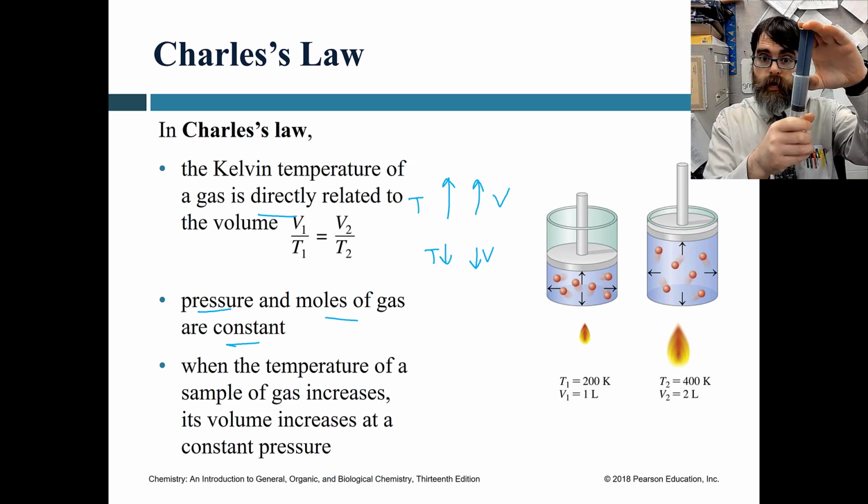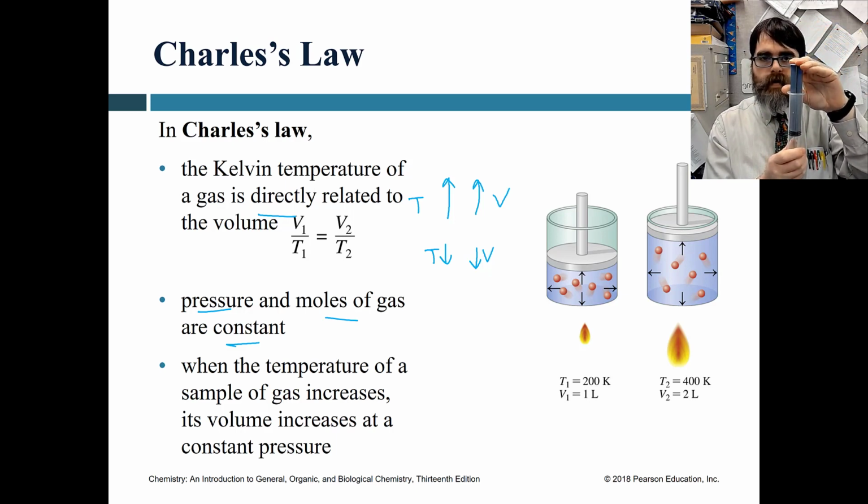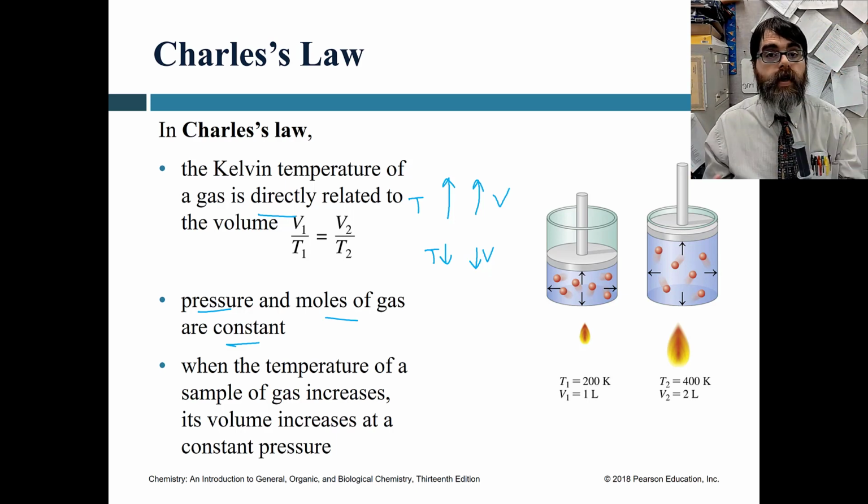If we instead cool this, then the particles are bouncing around less, and that would cause the volume to contract. It's going to shrink. This is why your car tires will go flat when the weather turns cold, and you frequently have to repressurize them, because the gas particles are no longer bouncing around as much.